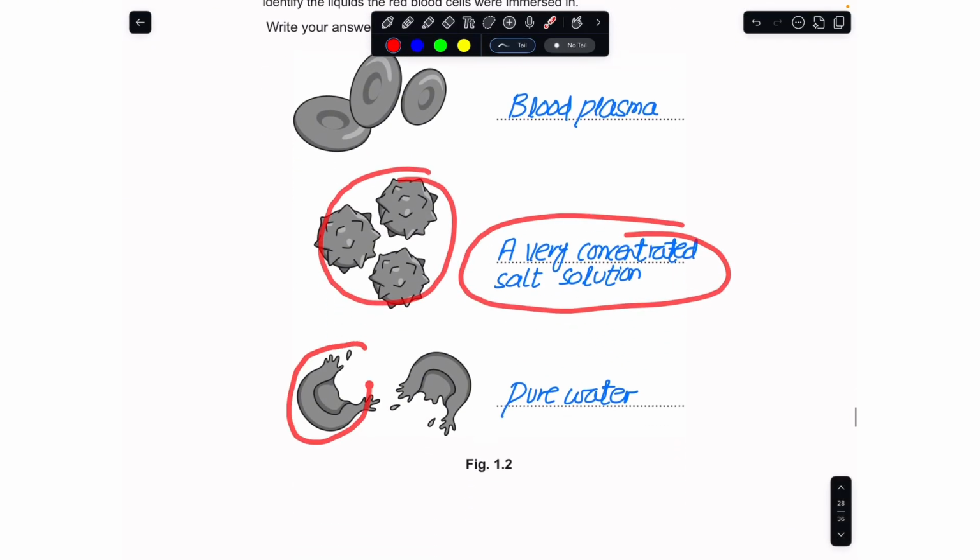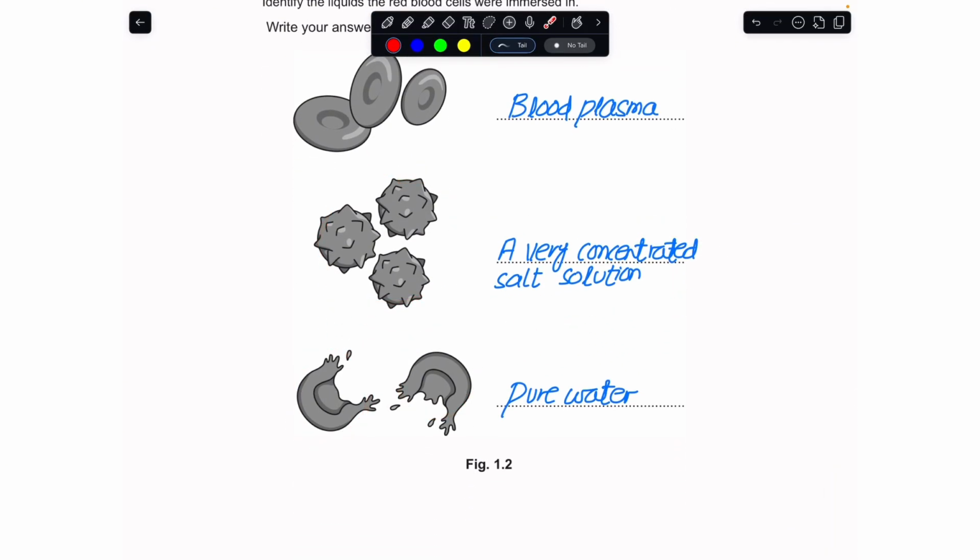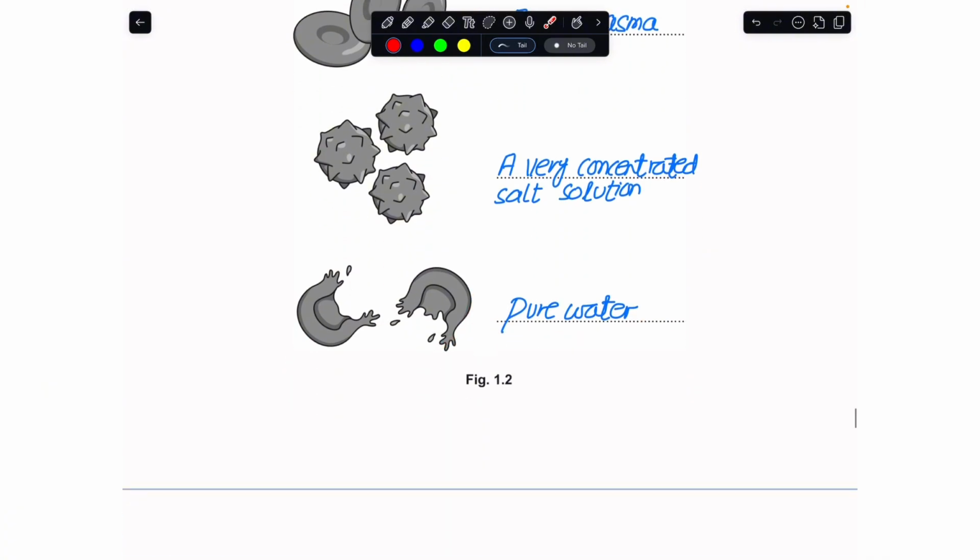And here you see the red blood cells have burst. So this means that here they were placed in pure water. The water moved from the surrounding solution from the higher water potential to the lower water potential that would exist within these red blood cells, and without a cell wall, these red blood cells are bursting. So the solution that you were required to write here was pure water.